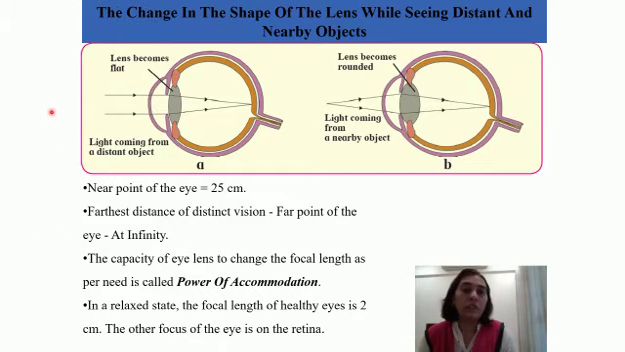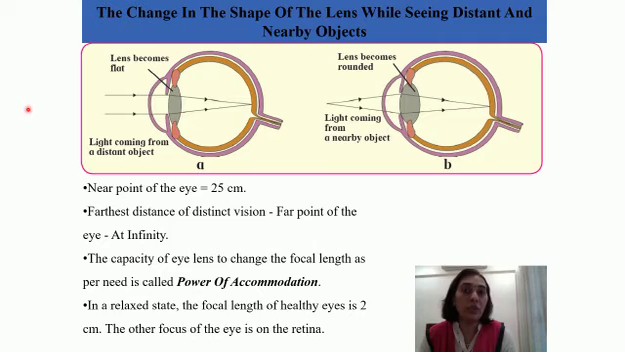Farthest distance of distinct vision, far point of the eye: at infinity. Similarly, the farthest object which can be seen clearly without any strain on the eyes. Here also there shouldn't be any strain on the eyes. The farthest object that can be seen clearly without any strain will be at infinity for normal vision. The farthest point from the eye that can be seen clearly is called the far point, or range of visibility, and it is at infinity for a normal eye.